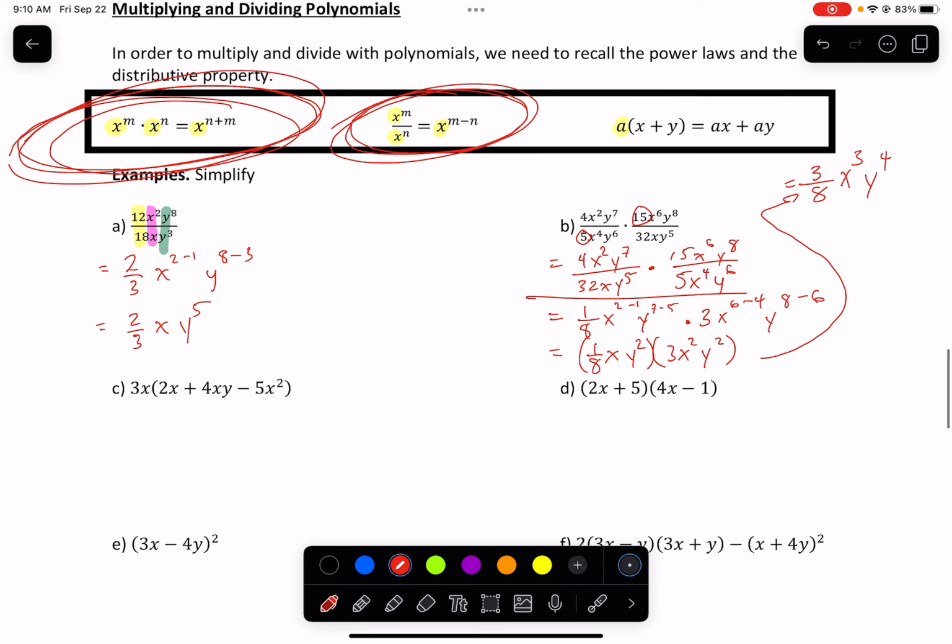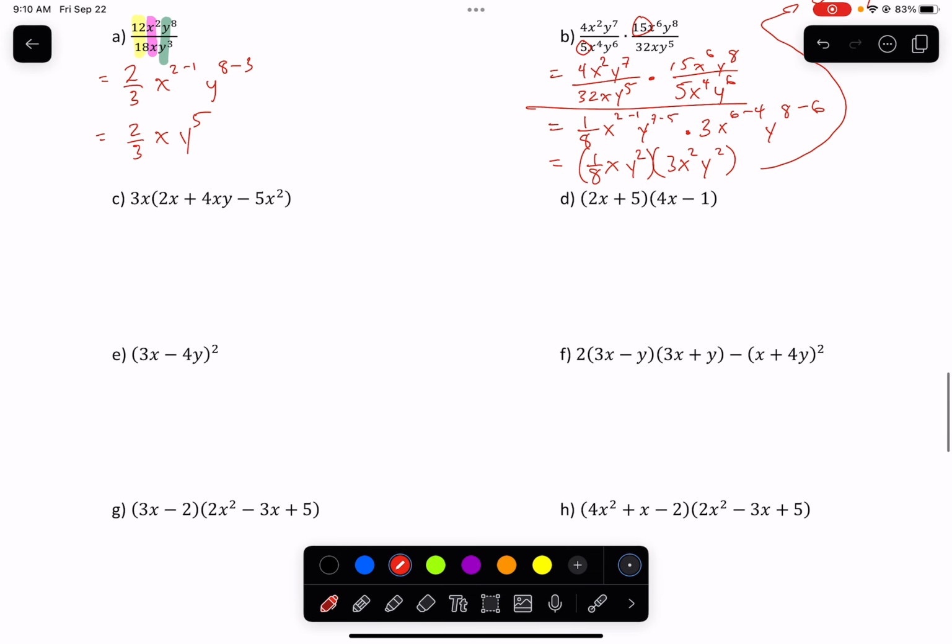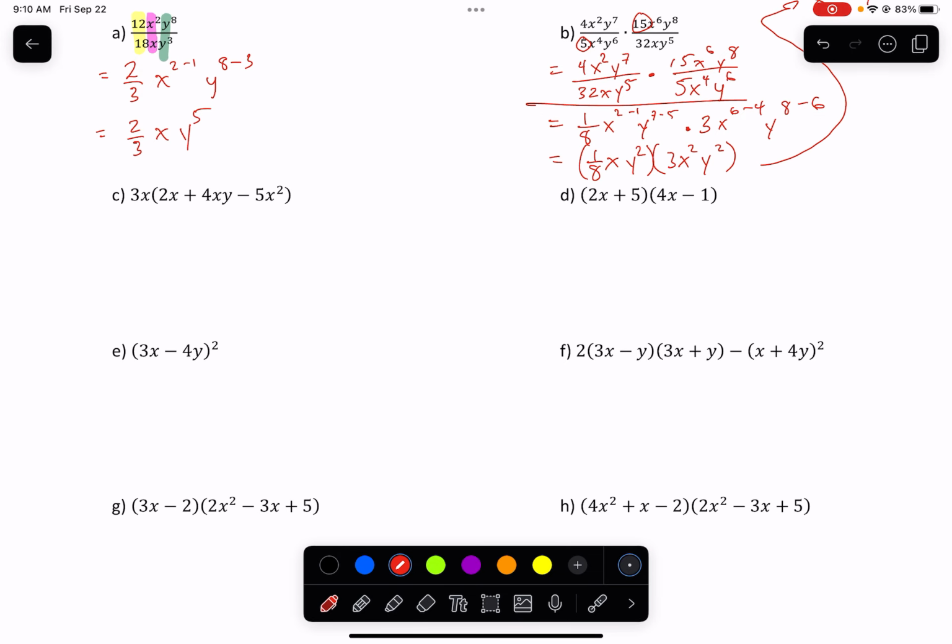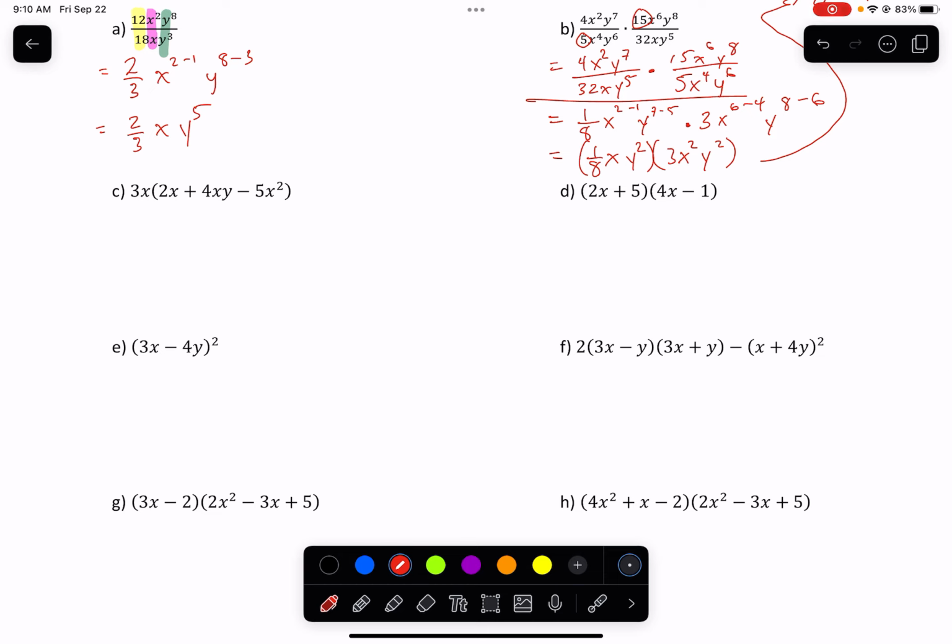We'll just try to go through this as reasonably quickly as possible, so you have some time to work, okay? 3x times 2x, 3x times 4xy, 3x times negative 5x squared. 3 times 2, okay?